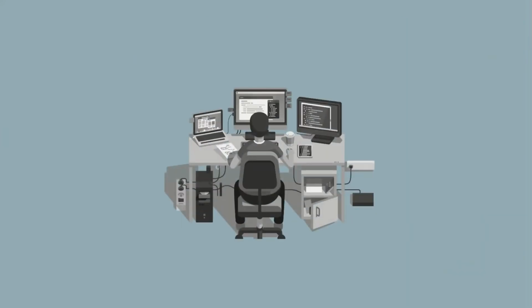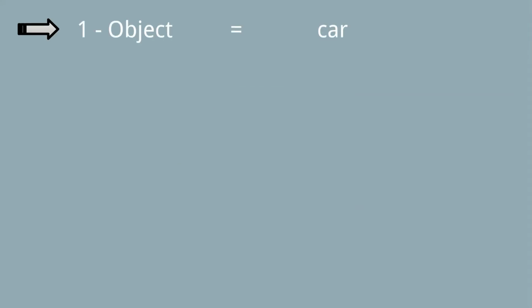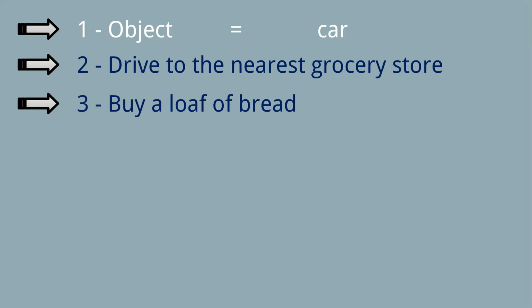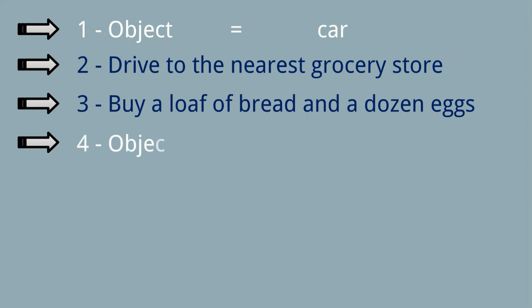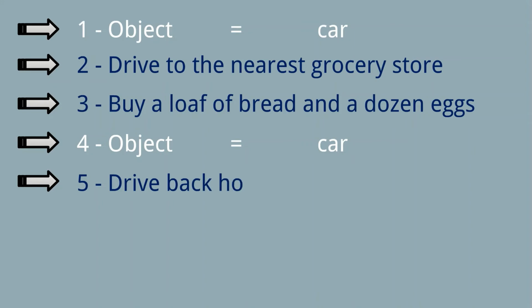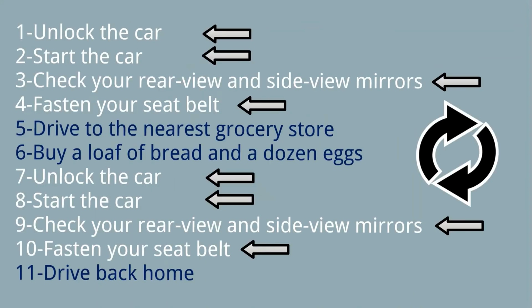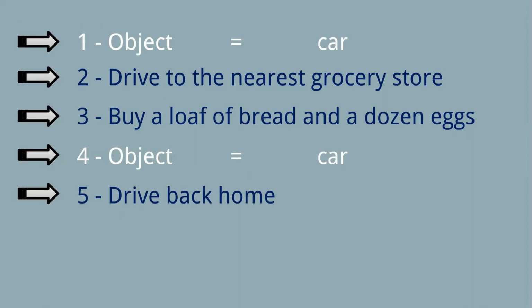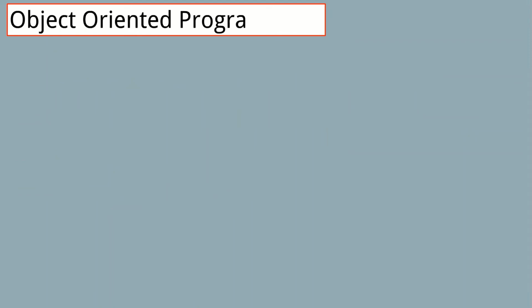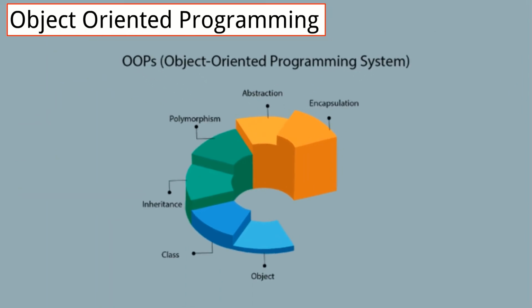Now, if we write our code again, it will become a lot easier to manage. Look at that. Object is the car, then of course drive to the nearest grocery store, buy a loaf of bread and a dozen eggs, then again define object which is the car and drive back home. You see, now our code suddenly went from 11 lines to 5 lines. See, that's why object-oriented programming became so popular.